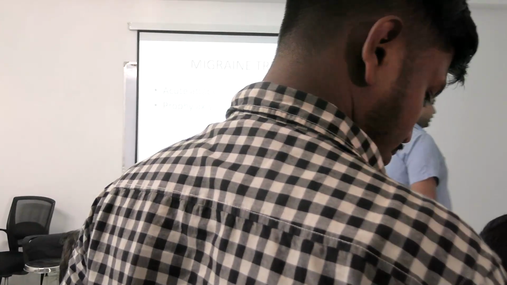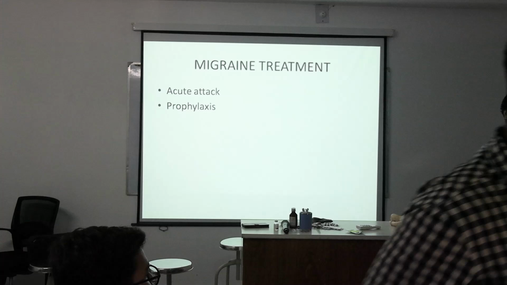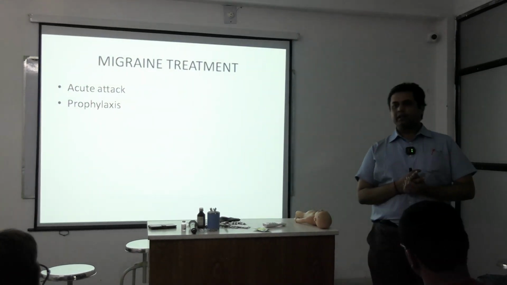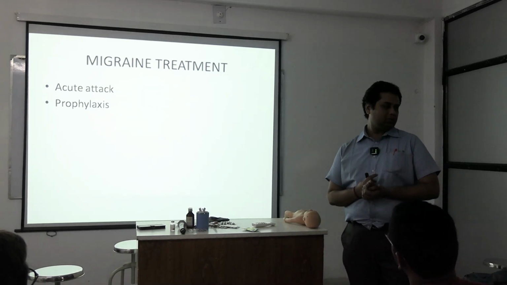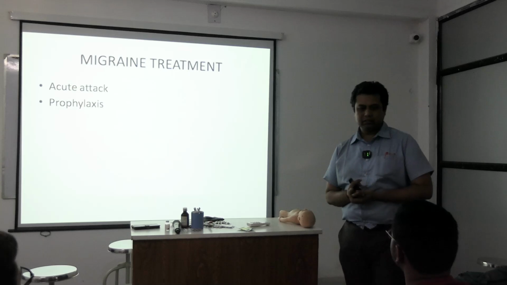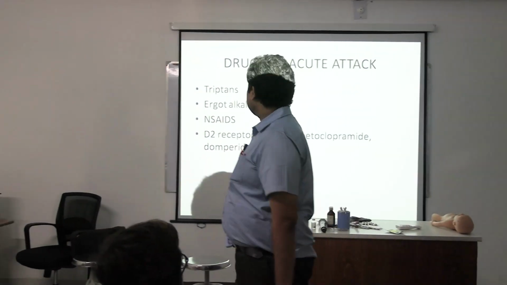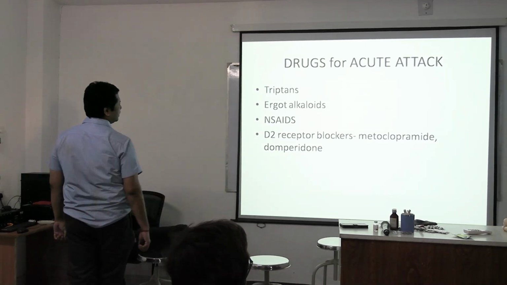So migraine treatment: one, you need to abort the acute attack, and then there is prophylaxis. Prophylaxis means prevention of attack. Okay? So we come to the drugs for acute attack.